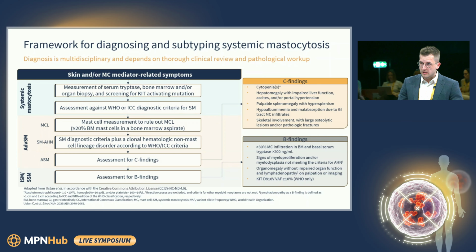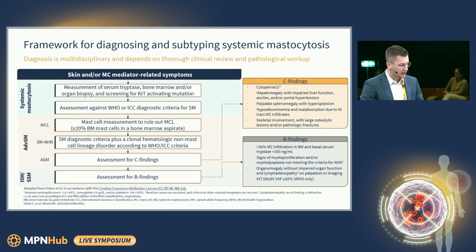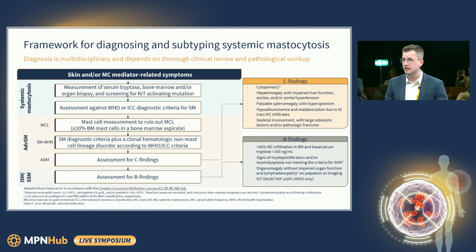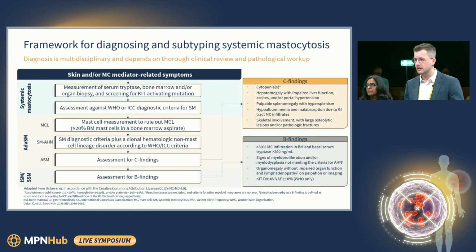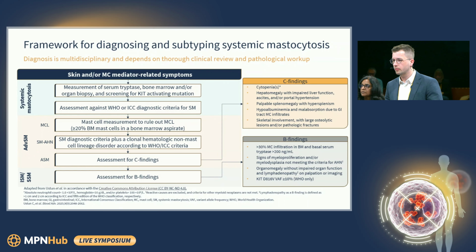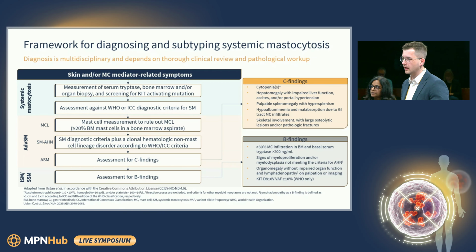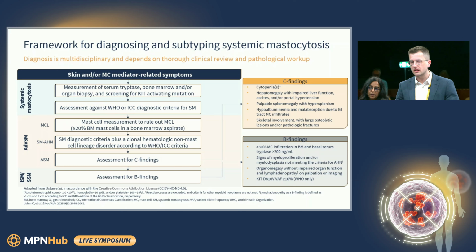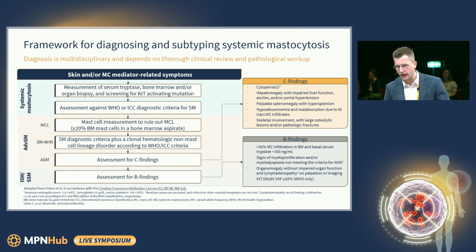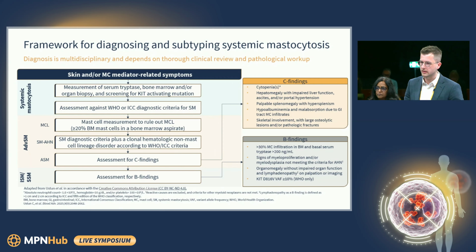Then aggressive systemic mastocytosis, ASM, is diagnosed when we have C findings, and these C findings are shown on the right side. They include different cytopenias and other signs of organ infiltration and organ damage, such as liver dysfunction with or without portal hypertension, palpable splenomegaly with hypersplenism, gastrointestinal infiltration with subsequent hypoalbuminemia or malabsorption, or skeletal involvement with large osteolytic lesions. However, the last one is quite uncommon in comparison to the other ones.